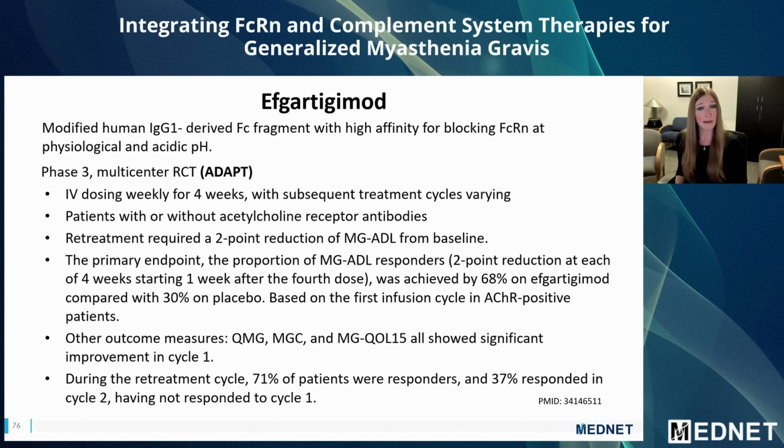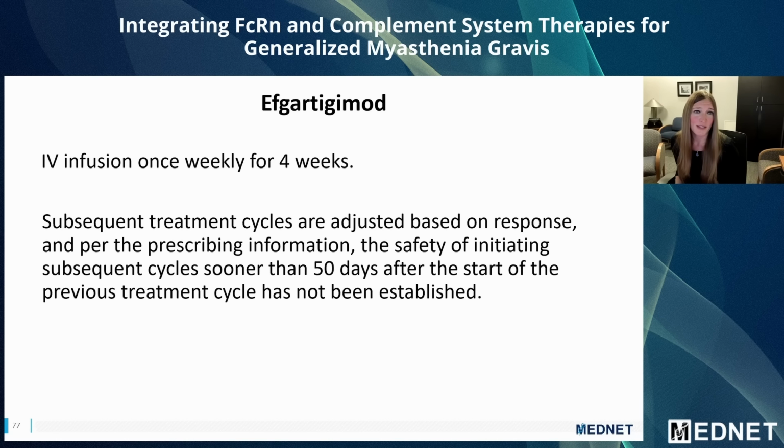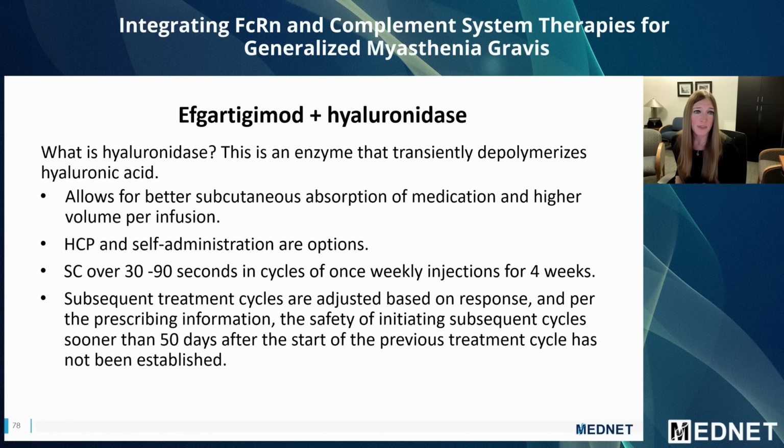So I would say keep that in mind when you're treating patients, because sometimes you need to treat for a little longer to catch those people that might need a couple cycles to improve. And so this is once weekly for every 4 weeks, no sooner than 50 days after the start of the prior treatment cycle. The sub-Q availability is based on the addition of hyaluronidase.